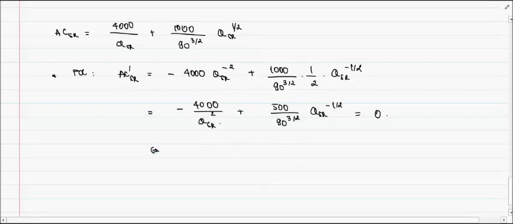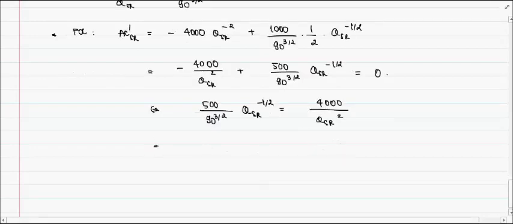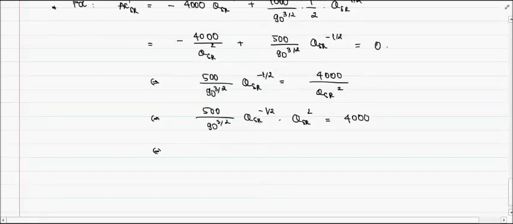Solving this equation, if I move this negative sign to the right hand side, then I get 500 on 90 to the power 3 on 2, Q to the power negative half, equal to 4,000 divided by Q squared. If I do cross multiplication to get rid of the denominator, then I get 500 on 90 to the power 3 on 2, Q to the power negative half times Q squared, equal to 4,000. So Q to the power negative half times Q squared will give me Q to the power 3 on 2.